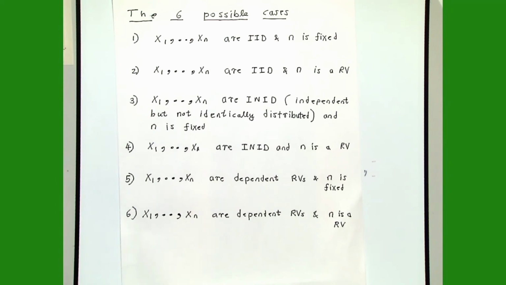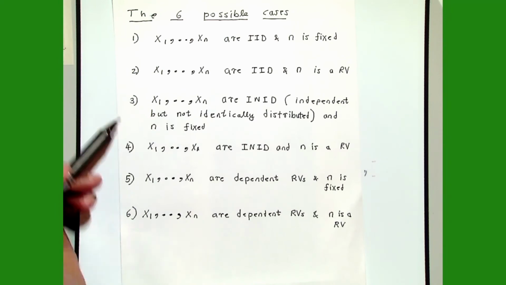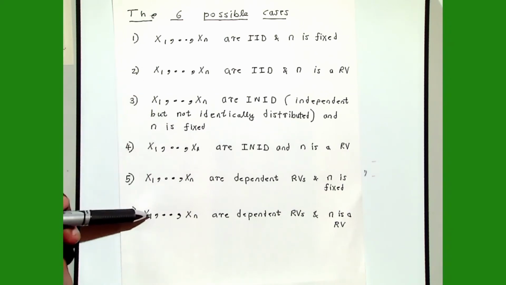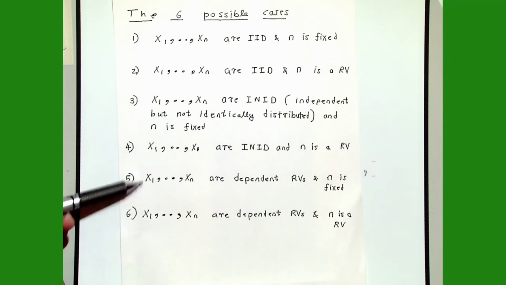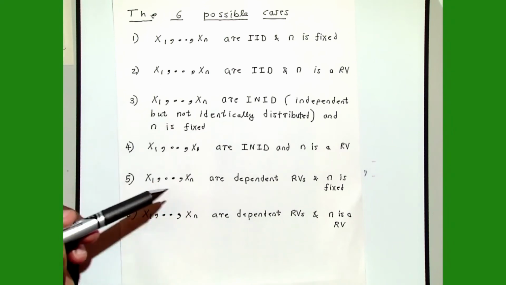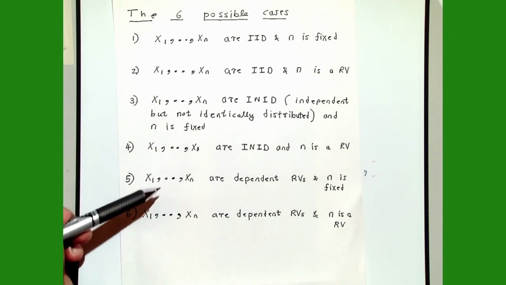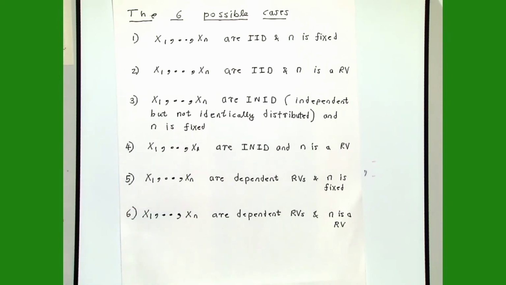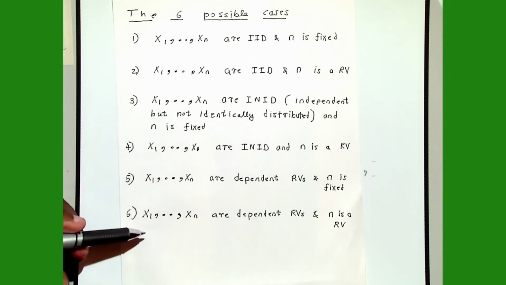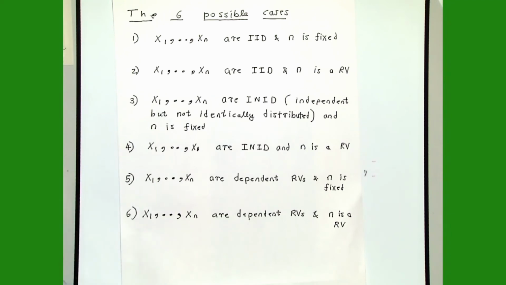Of course, some of these cases may not be realistic. For example, case number 1 may not be realistic. And some of these cases are realistic. For example, case number 5 is possibly the most realistic of the 6 cases, because you would expect investments on different things to depend on each other, right? And not to be independent. Anyway, we will consider all 6 cases in this and the subsequent videos.